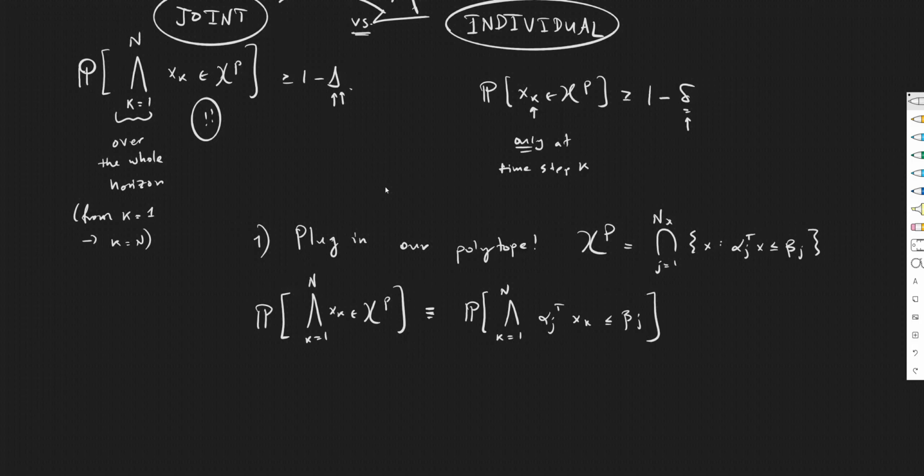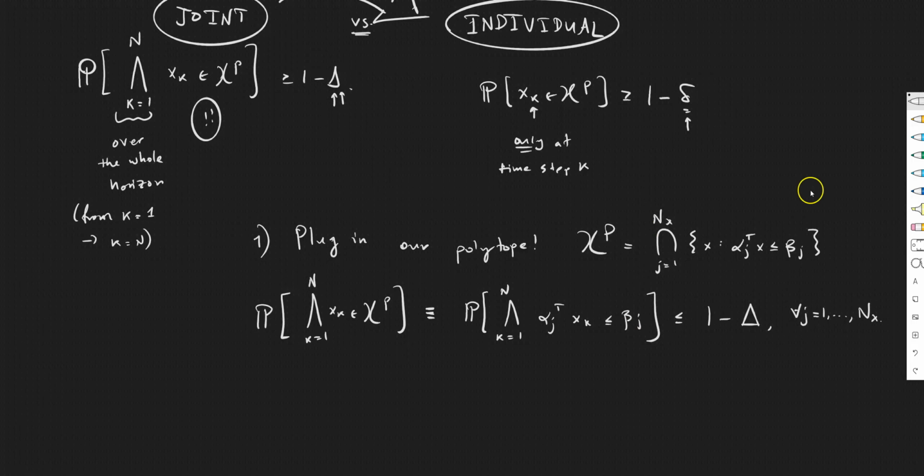These two are equivalent. The reason why is because all I've done to get from the left-hand side to the right-hand side is plug in the polytope. If the state satisfies this inequality, that means it's in one of the sides of the polytope. And if this is satisfied for all time steps, then it's in the polytope for all time steps. It's as simple as that. So this has to be less than or equal to 1 minus delta. And now we have to say for all time steps, for all sides of the polytope, for all j from 1 to nx.